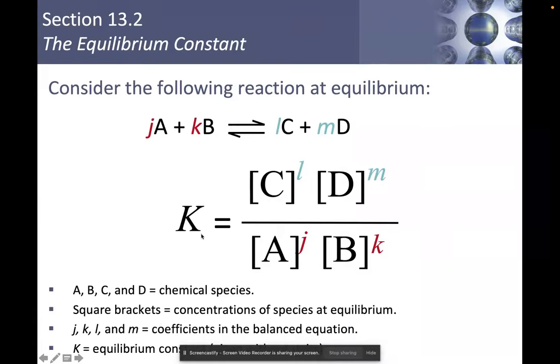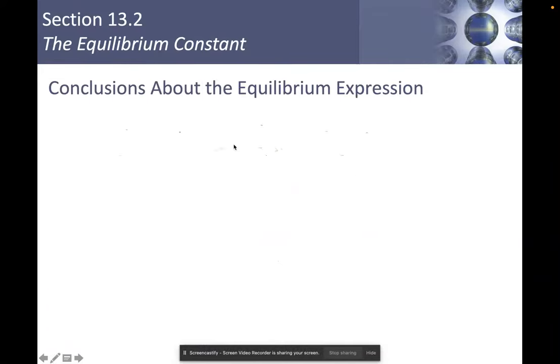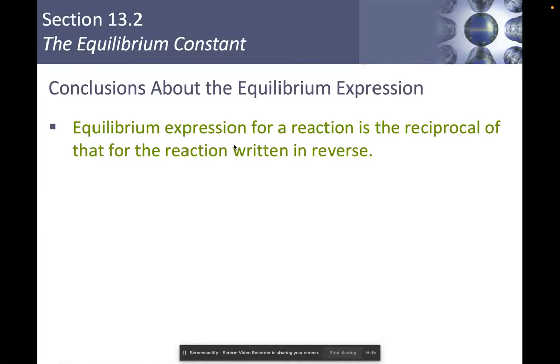It's normally written as a unitless number, just a number. This is also, by the way, called the law of mass action. So what are we supposed to get out of an equilibrium expression? An equilibrium expression is what you just saw on the previous slide. It's the law of mass action applied.